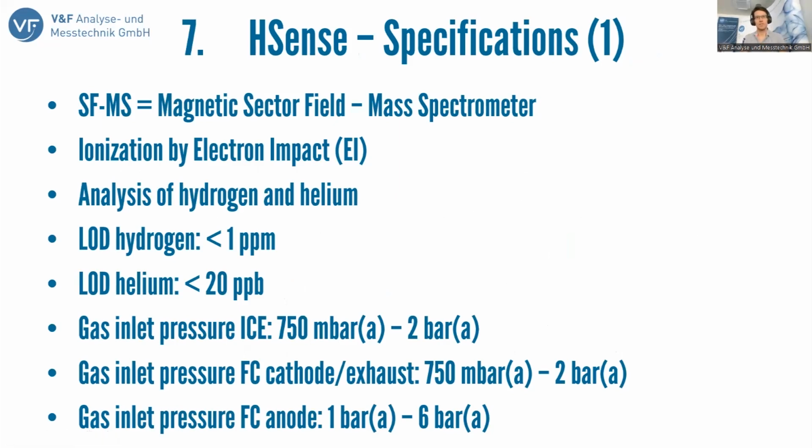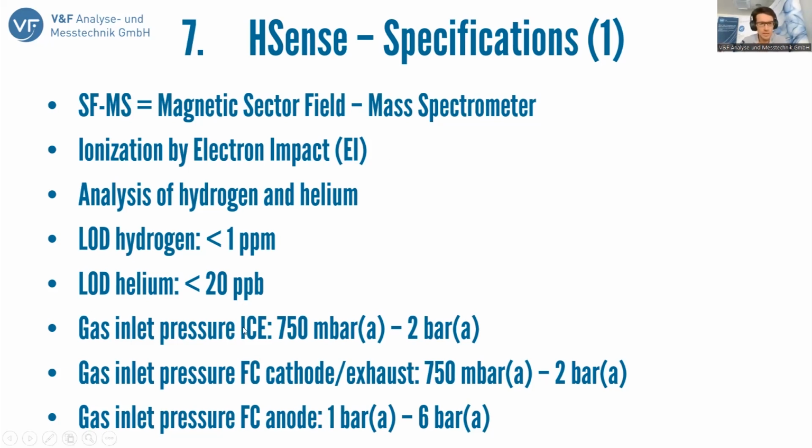So what are the specs that we have on these instruments? The principal type of analysis, as I've already mentioned, is a magnetic sector field mass spectrometer. We are using electron impact ionization in order to produce the ions that we want to see. This instrument has a very limited mass range, so we can analyze masses 2, 3, and 4 with this type of instrument, meaning that the accessible compounds are mainly hydrogen and helium. The detection limit for hydrogen on these instruments is 1 ppm, and the detection limit for helium is 20 ppb.